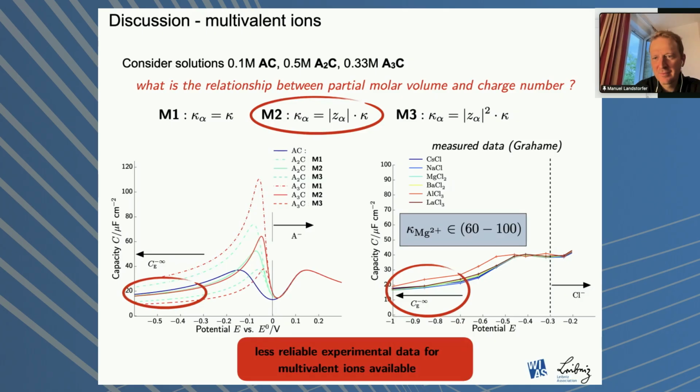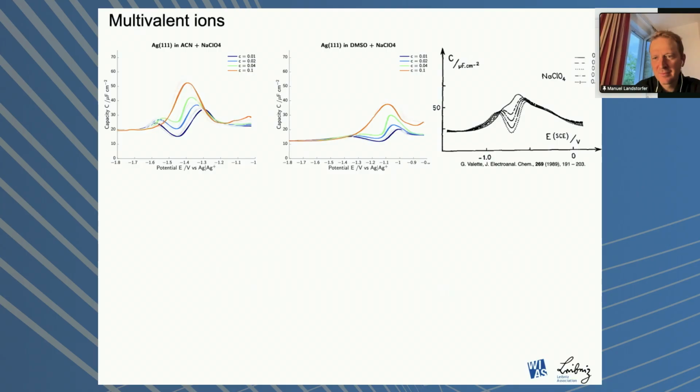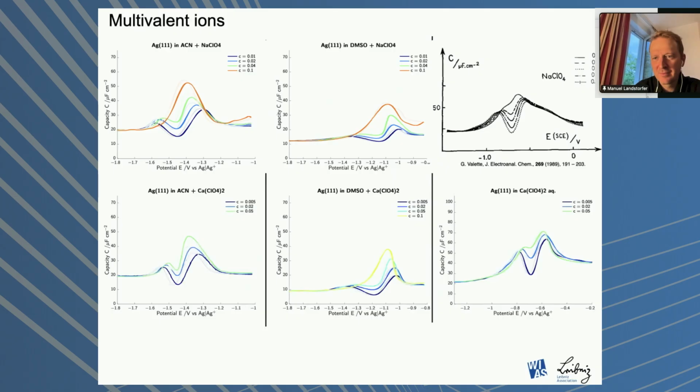However, this experimental data set is not too reliable, and so I asked again my colleague Helmut Baltruschat if he could provide more data sets for this. And here is, let's say, the first attempt to complete these data sets. So you see on the top row sodium perchlorate in 3 different solvents, and in the second row calcium diperchlorate in different solvents. So in the top one you have monovalent ion sodium, and on the lower row you have a twice valent cation calcium.